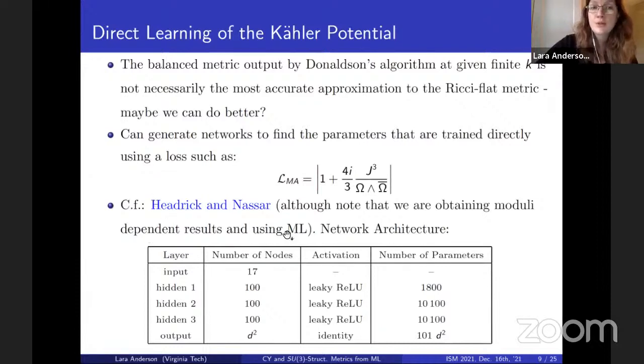I should mention that this approach was also used in the literature some time ago with energy minimization approaches to finding Kähler metrics by Headrick and Nassar. Although in their case, they were using minimization functions built into Mathematica to attack this. In our case, we're going to use a neural network to ask the same question.